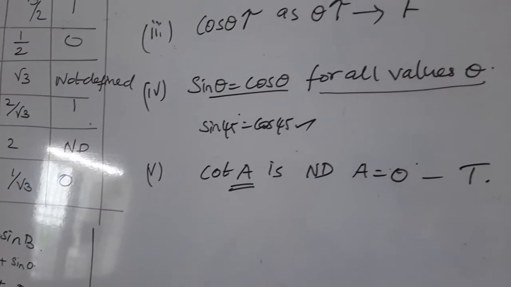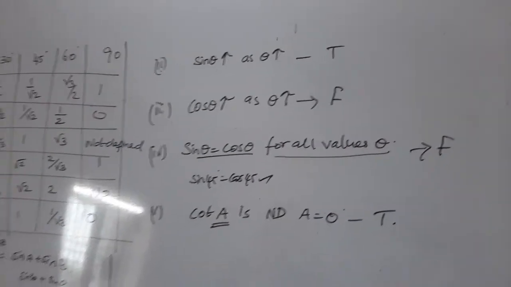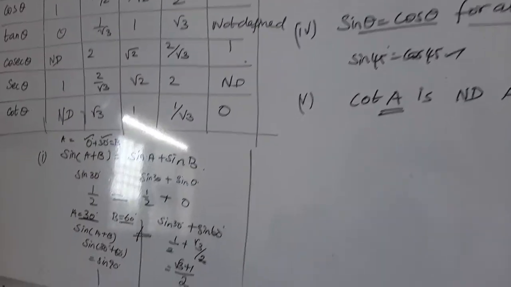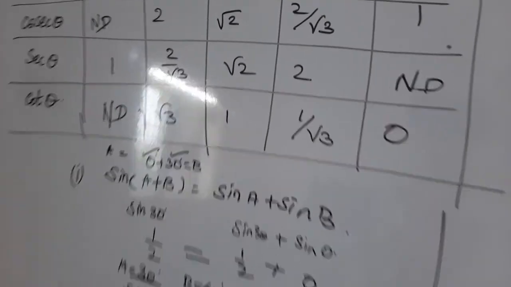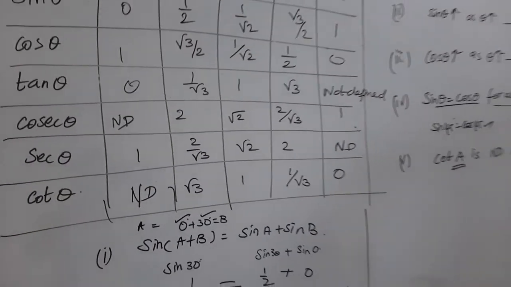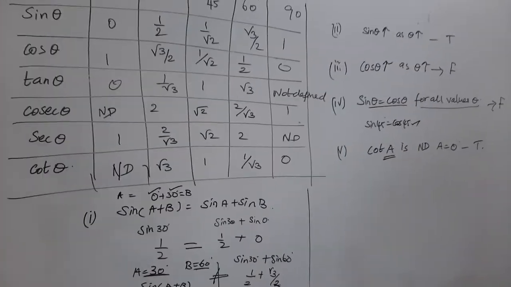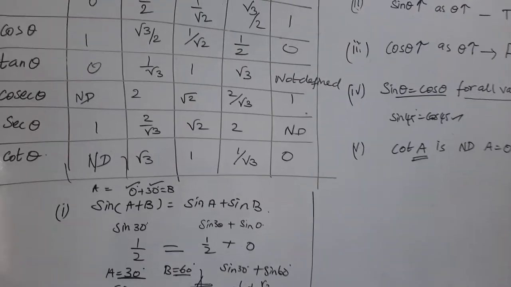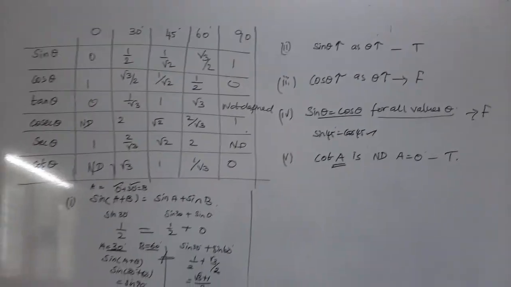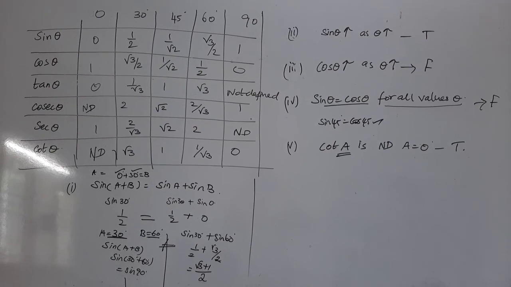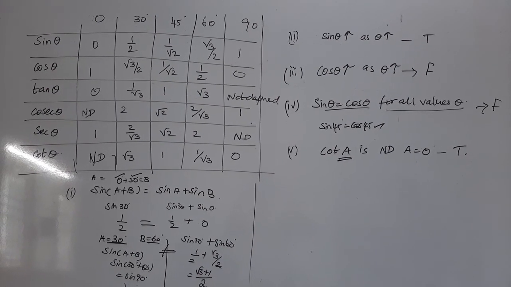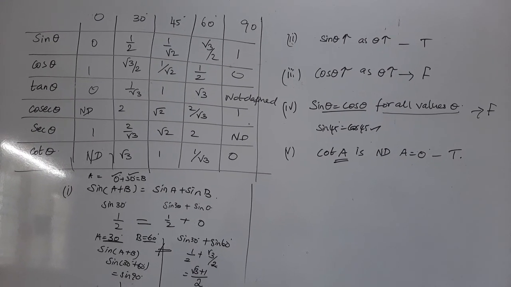That's all, children. Today's session is over. We completed exercise 8.2. In the complete exercise we have dealt only with the trigonometric ratio table. Using the table, we learned how to evaluate a given expression, how to find the correct answer for a given expression, and to find the value of two angles which is given with an equation with the trigonometric ratios.